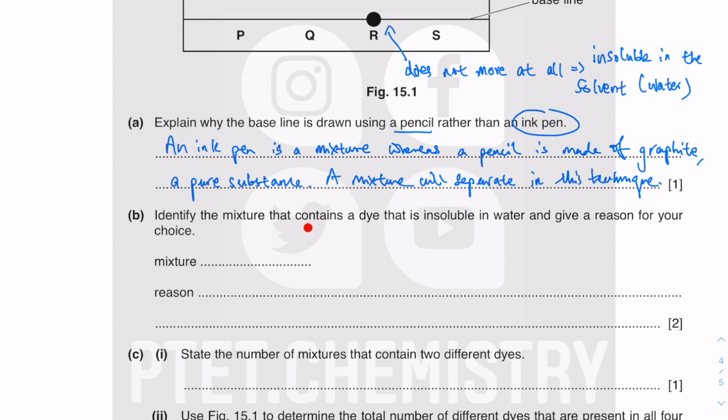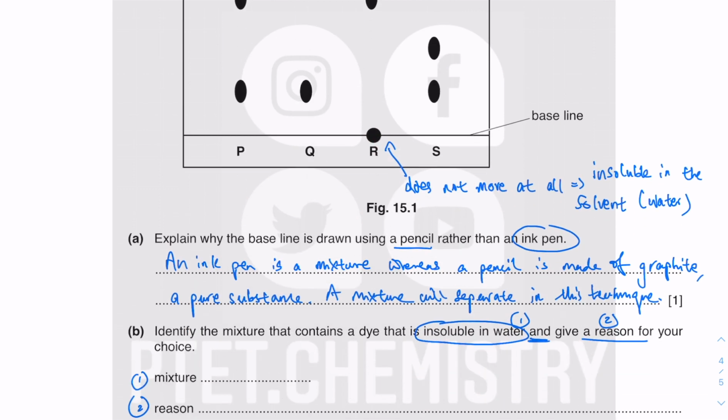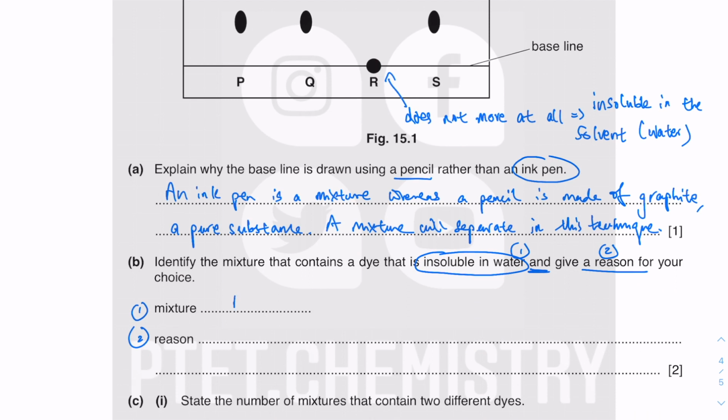Identify the mixture that contains a dye that is insoluble in water and give a reason, alright? So here they're very kind to provide you what is the mixture and what is the reason. Otherwise, you have to remember to address and answer every single bit of the question. So out of the 4 different dyes, R is the one that contains a dye which is insoluble in water, the solvent used in this experiment. That's why it does not move at all. It stays at the baseline. So that mixture has to be R.